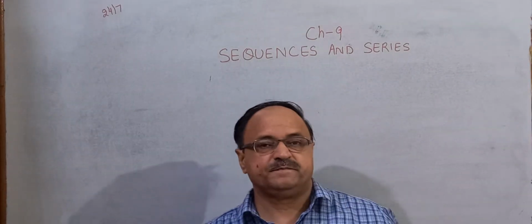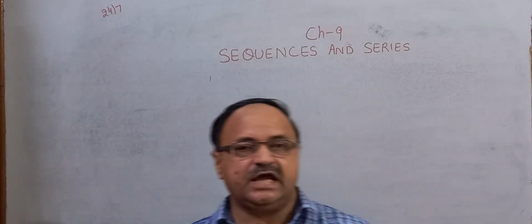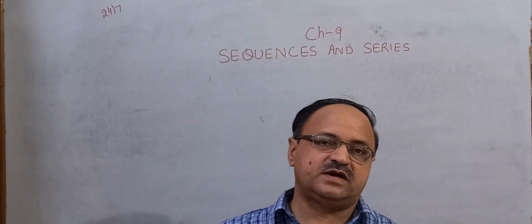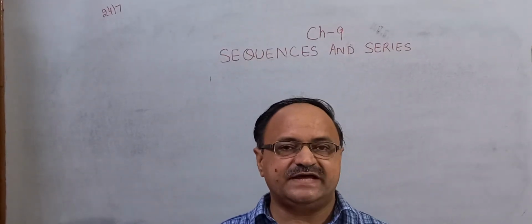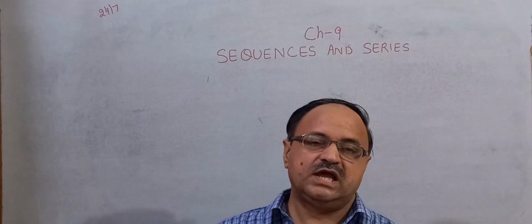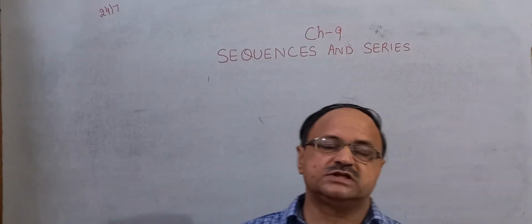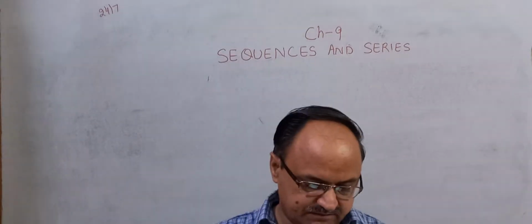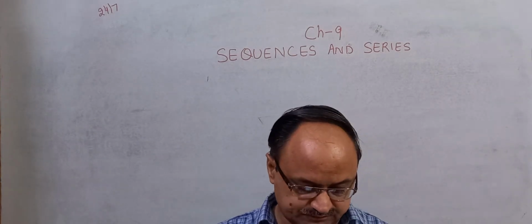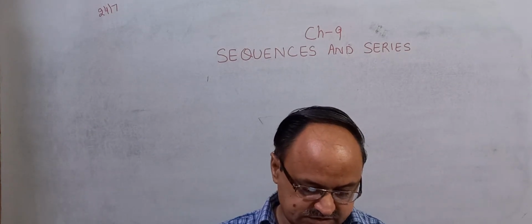Hello student, I am going to start a new chapter, chapter number 9: Sequence and Series, AP, GP. There are two concepts in this chapter. AP, already you know in 10th class, chapter 5.